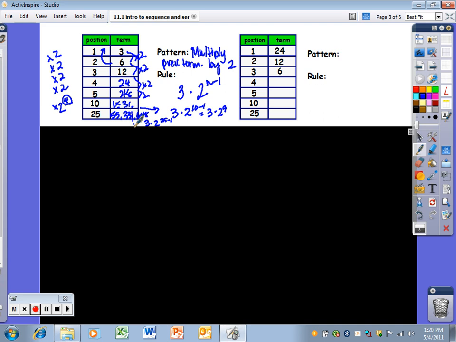Okay, let's try another one. Divide by 2. When I divide by 2, that's the same as multiplying by 1/2. So 6 times a half would be 3. 3 times a half would be 3 halves. So I'm repetitively multiplying the previous term by 1/2.